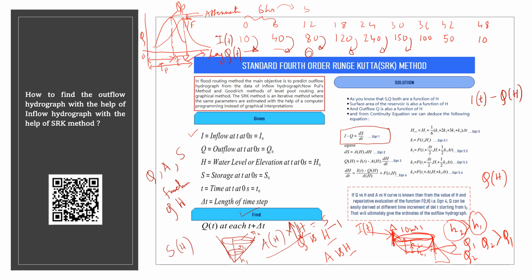Okay, and instead of dS/dt, we can write A as a function of H multiplied by the change in height dH divided by dt. Instead of this numerator dS, as dS equals A as a function of H multiplied by dH, we can write that here. Okay, so that will give you the equation 3.